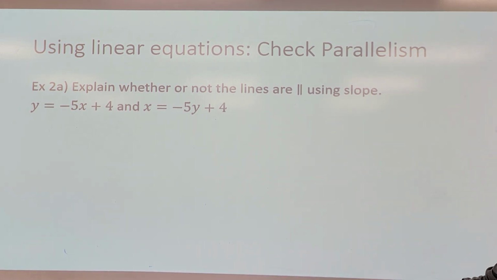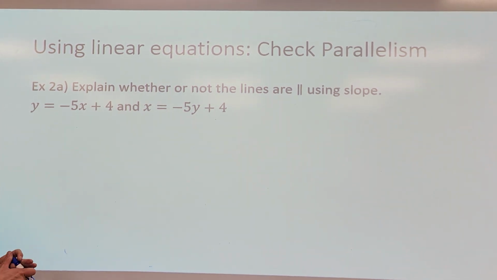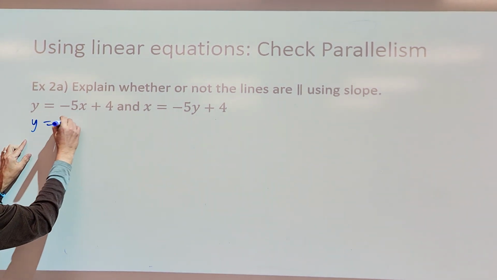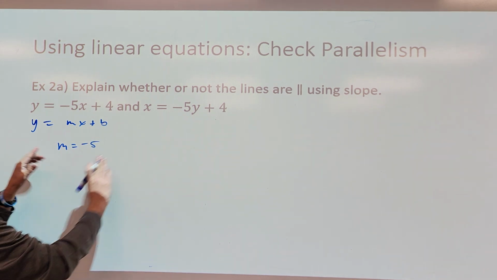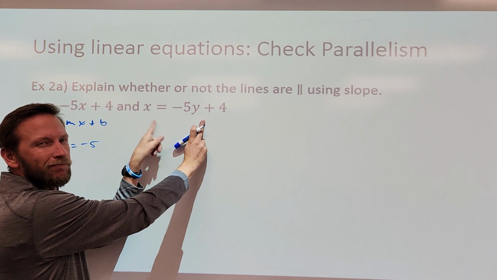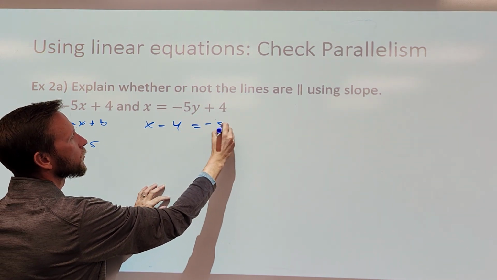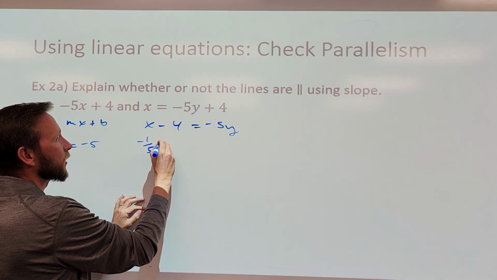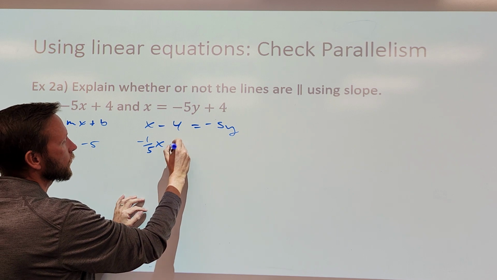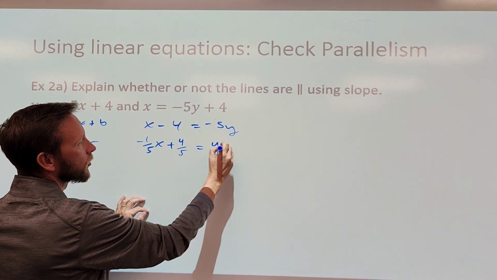Explain whether or not these lines are parallel using slope. Well, here it's like, well, I don't know what the slope is. We're not graphing them. I can't find the points, etc. Well, we do have y equals mx plus b, and the m here is -5. Over here I have x equals. I need to get this into y equals form. So I'm going to subtract 4. I'm going to multiply both sides by -1/5. Let's see, plus 4/5 equals y.